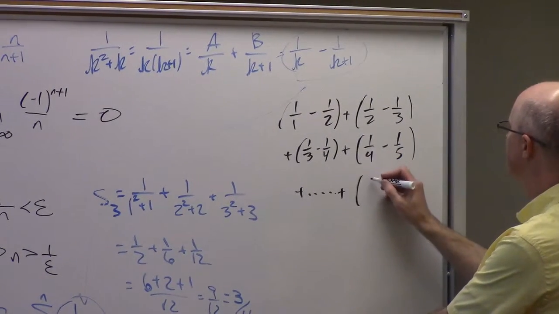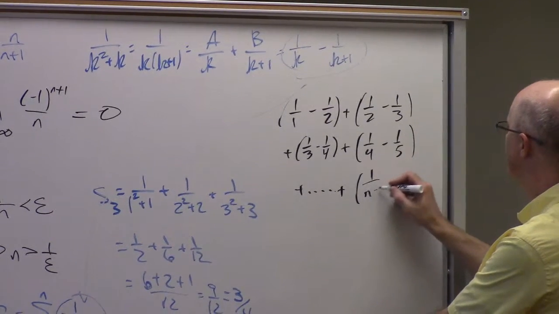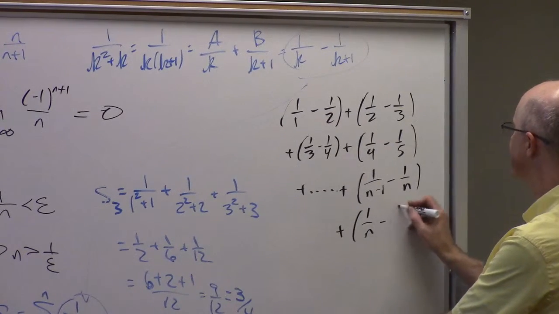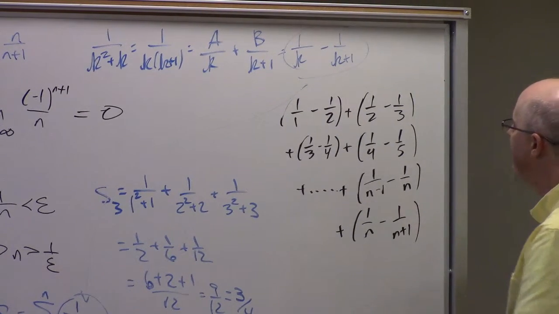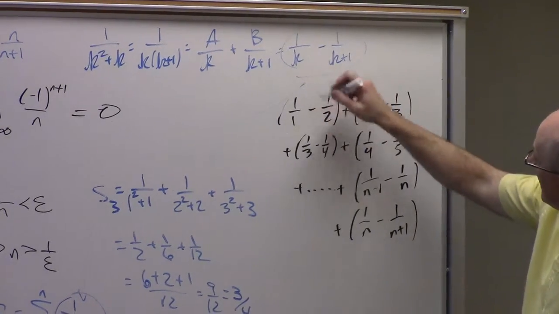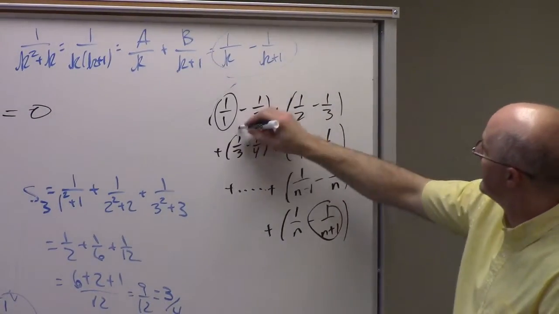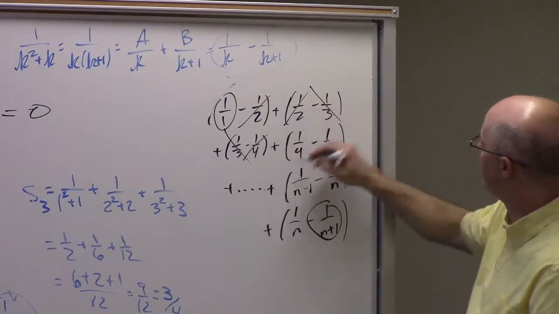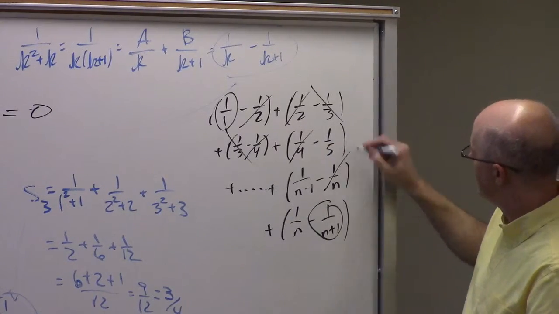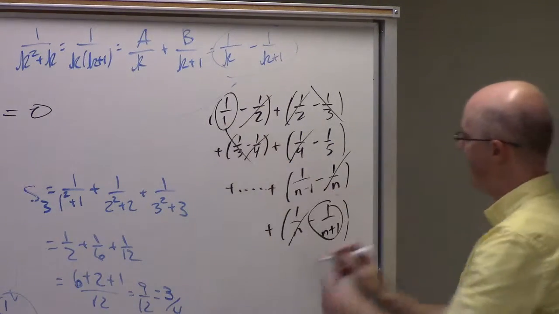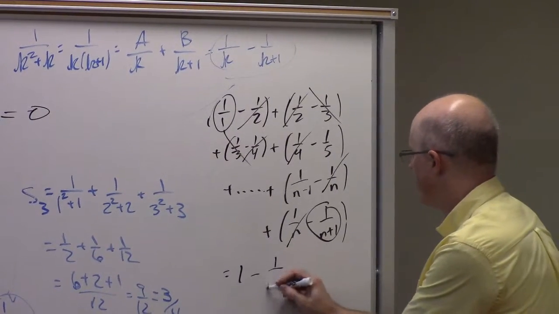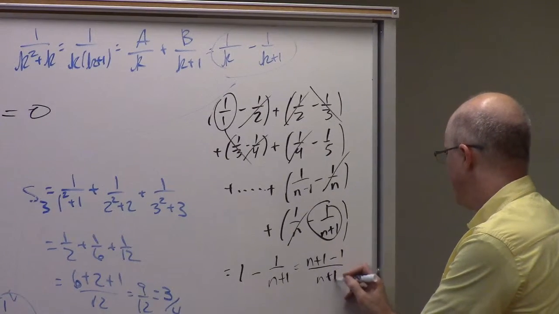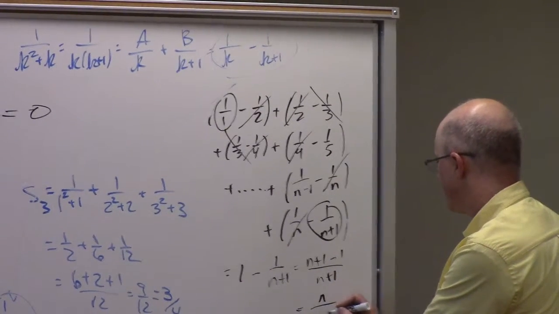The last two terms will be when k, first of all, is n minus 1, which will look like this. And then when k is n, it looks like this. And everything cancels except the 1 and the minus 1 over n. The negative 1/2 cancels with that 1/2. The negative 1/3 cancels with that 1/3. The negative 1/4 cancels with that 1/4, etc. The only two things that don't cancel are that and that. This equals 1 minus 1 over n plus 1, and getting a common denominator of n plus 1 helps you see this is n over n plus 1.